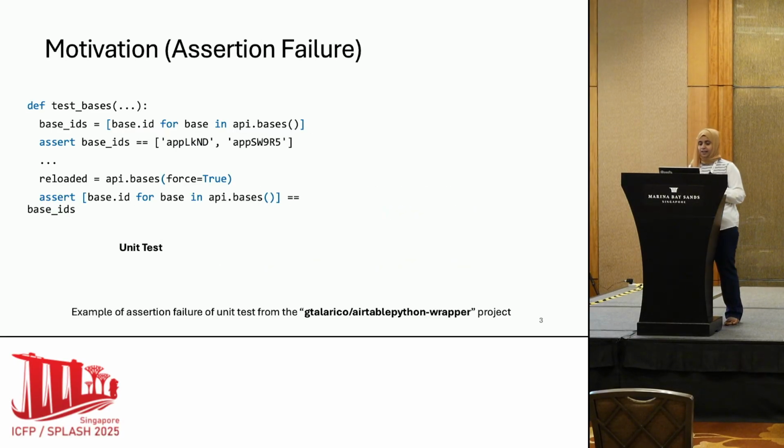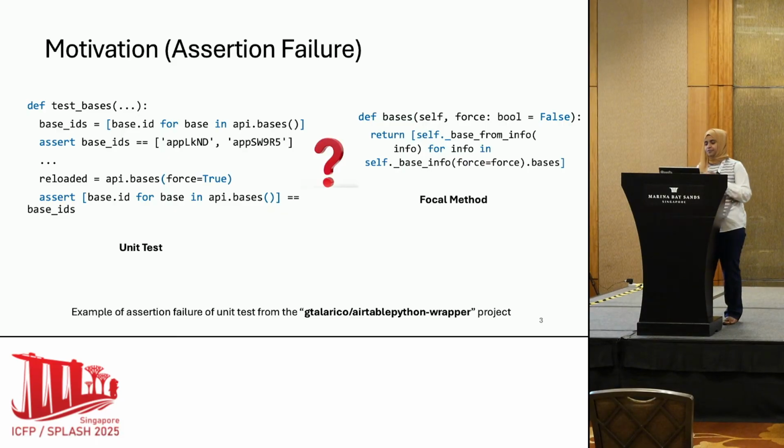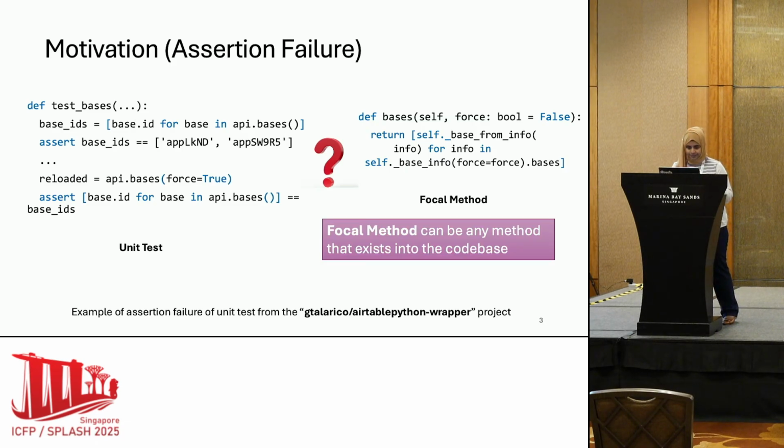Here is an example of a unit test taken from an open source Python project. Here there is a focal method. The main responsibility of this test is to check if this focal method is working correctly or not. The focal method can be any method that exists in the code base.